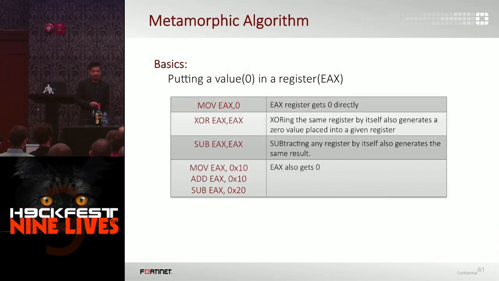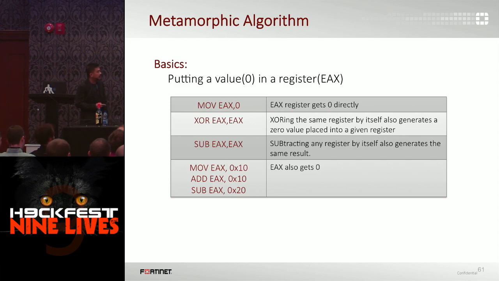Let's go now to the metamorphic algorithm. Metamorphic is kind of different from the polymorphic. Polymorphic changes the code, but at the same time it encrypts. Encrypting plus changing the code, that is polymorphic in my term. Metamorphic changes the code, but the code is not encrypted. That means you can still execute the code. What is metamorphic? For example, the basic for metamorphic is, for example, you want to put a value to a register, for example, value 0 to a certain register EAX.